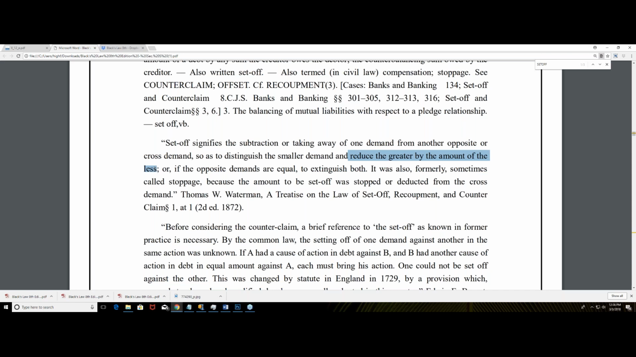If you have a $100 million bond and you set off a $200,000 obligation, $200,000 is going to be deducted from the $100 million bond. No different than balancing a checkbook. It's your statement of account. Or in the opposite, demands are equal to extinguish both. It was also formerly sometimes called stoppage.